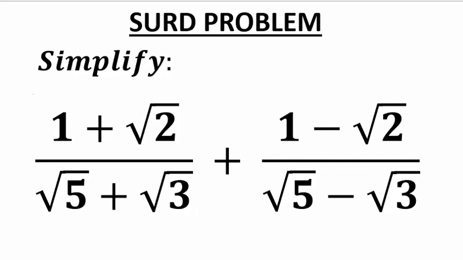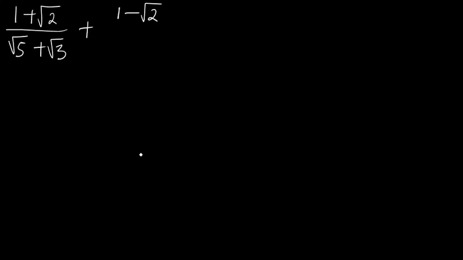This video is all about simplifying this surd expression. Now let's begin. We have a problem which is (1 plus the square root of 2) divided by (the square root of 5 plus the square root of 3), plus (1 minus the square root of 2) divided by (the square root of 5 minus the square root of 3).